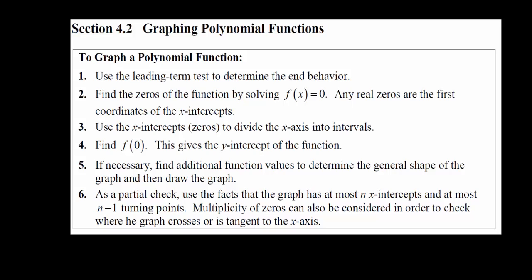In step 3, you use those zeros that you just found to divide the x-axis into intervals, and then in step 4 we find the y-intercept by setting the x values in the function equal to 0 and solving for y. And then if necessary, we find additional function values to determine a more specific shape of the graph.